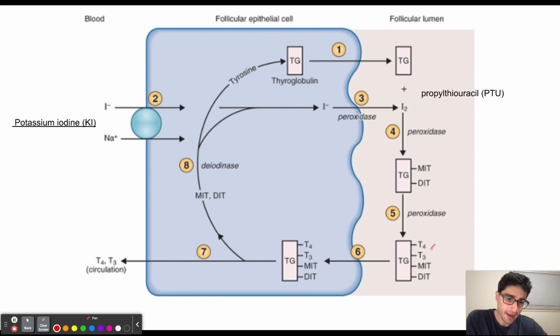Now, the reason why we have a higher level of T4 in our body than T3 is because the combination step of two DITs is going to be much faster than an MIT and DIT combining to produce T3. So because that step is faster, we're going to have higher levels of T4 in our body.